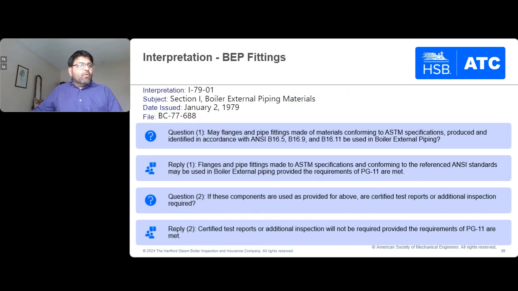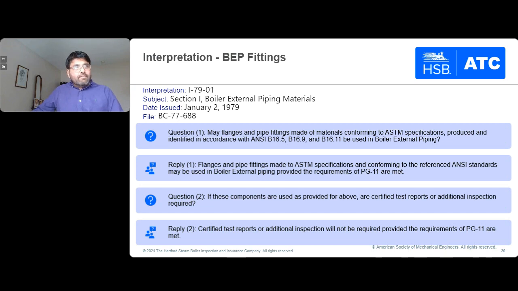The last thing I want to point out is an interpretation. This was published back in 1979. So I would read question one. May flanges and pipe fittings made of materials conforming to ASTM specifications produced and identified in accordance with B16.5, 16.9, and 11 be used for BEP? The answer is yes. As long as PG11 requirements are met, they can be used. And I showed you those PG11 requirements a minute ago.